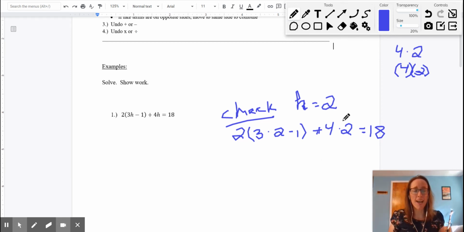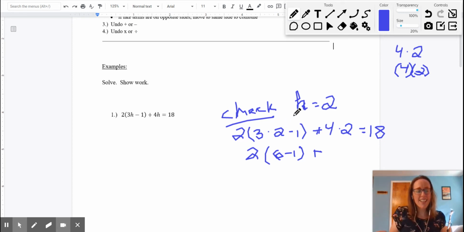And then using PEMDAS, let's simplify the left-hand side. So inside the parentheses, we're going to start with that multiplication. So I have 6 minus 1. And if anyone was thinking right here, by the way, could you distribute it to 2? Technically, there's a way to do it, but I don't think you want to get involved in that. If you're checking, see how there's no more letters in here? You're just simplifying. You're just checking. Just do PEMDAS. Your life will be easier.